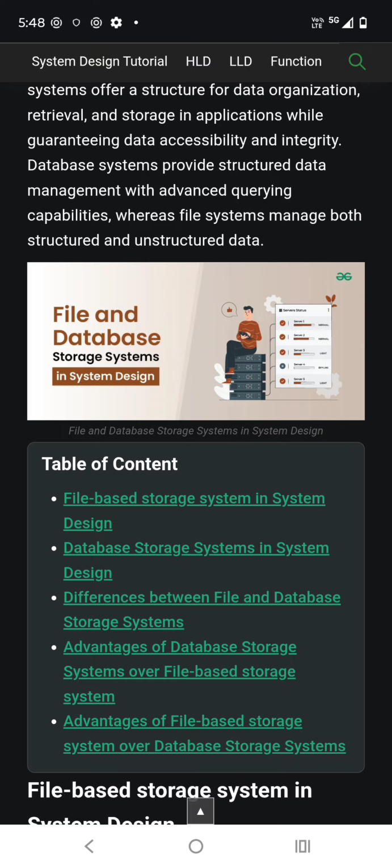We may also need to show some static files. Then I should store these files in a file-based storage system.